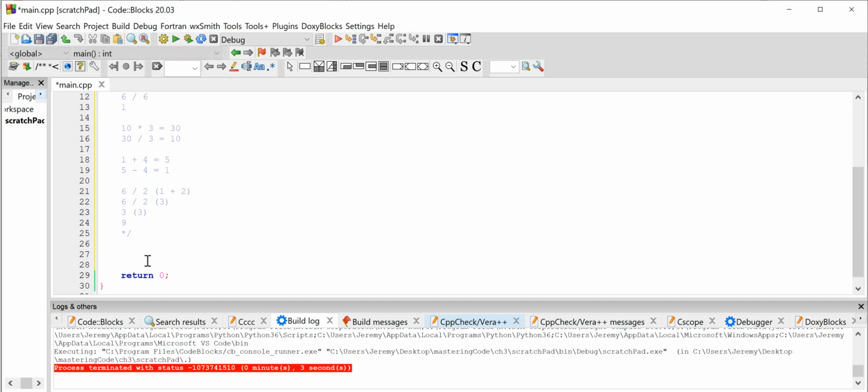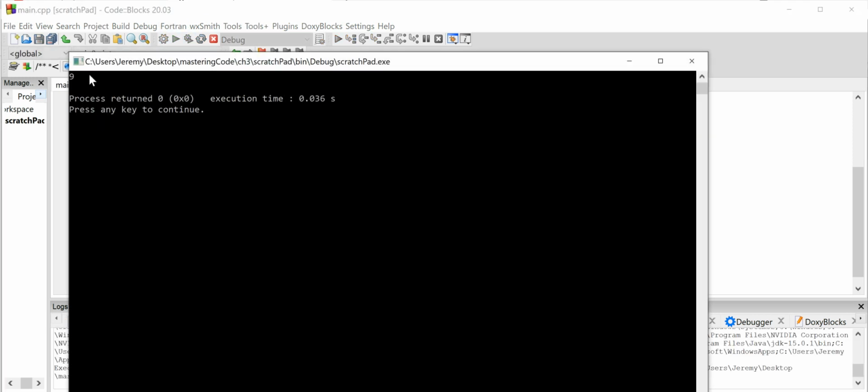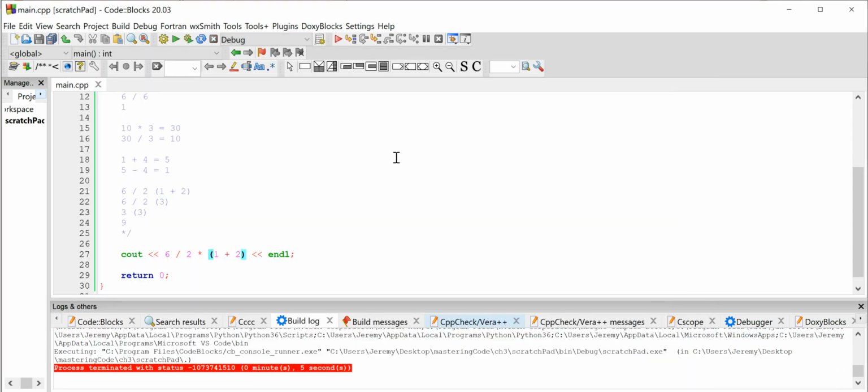So let's cout to the screen, and I'm just going to paste the original expression in there and then drop down a line. Now, I do have to change one thing about this. If you've seen the video on explicit multiplication, you'll know that this line will give an error if we try to run it as is, because we have to explicitly multiply this 2 times this business in the parentheses there. And to do that, we just put our star operator in there to explicitly multiply those things. And now when we run this, we get the correct answer of 9. And so the order of operations was followed properly.